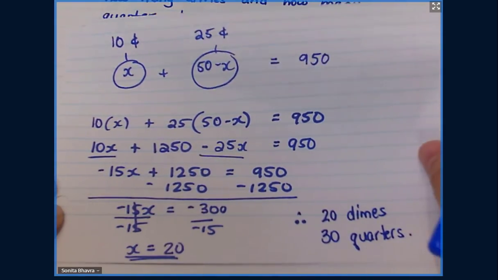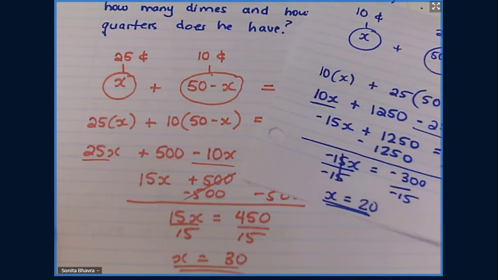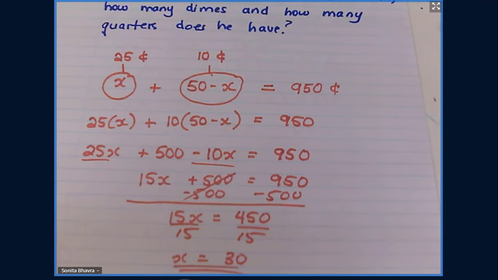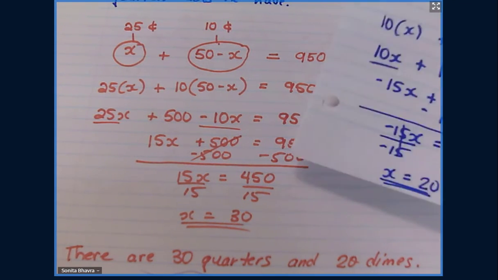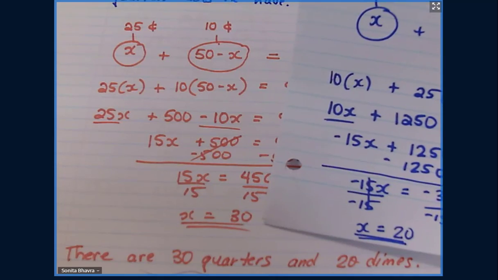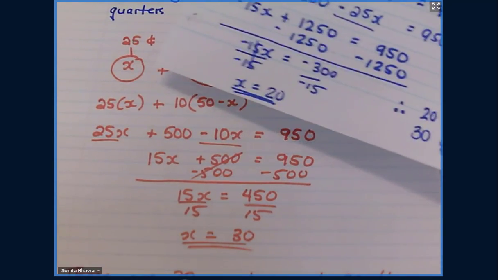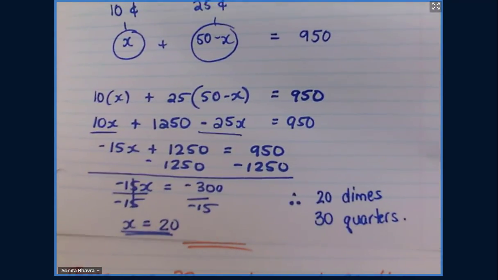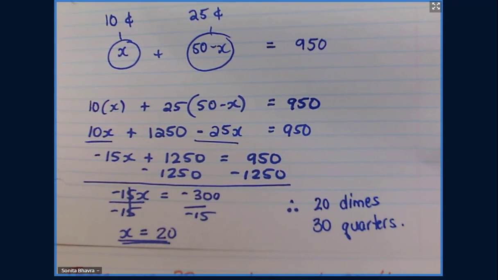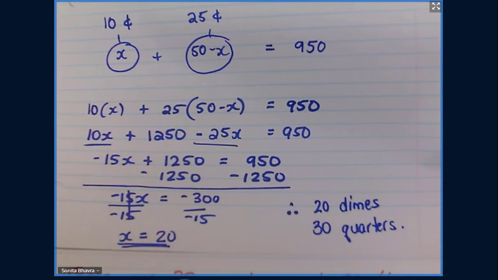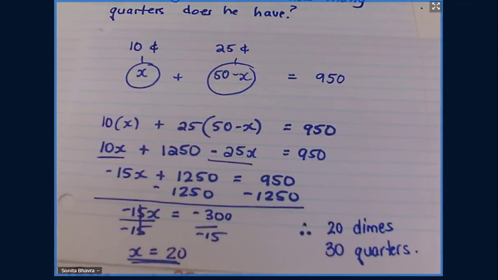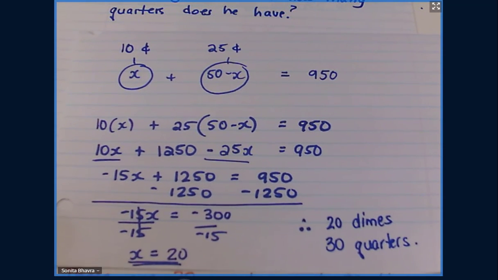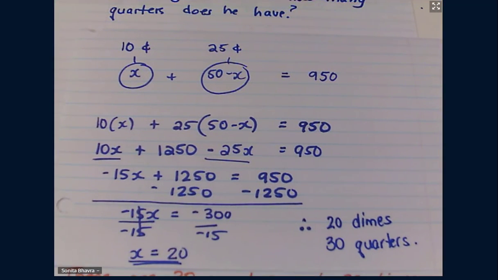All right, and if we go back to our other solution here, it was the exact same solution. There were 30 quarters and 20 dimes. But that time x was equal to 30, and 30 represented our quarters. This time we have x is equal to 20, but this time it represents our dimes. So that is the other way you could have set up that same question.